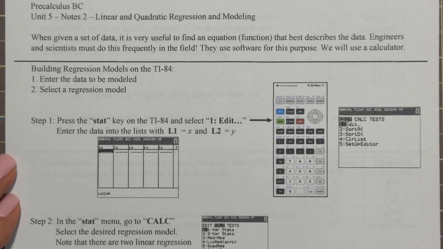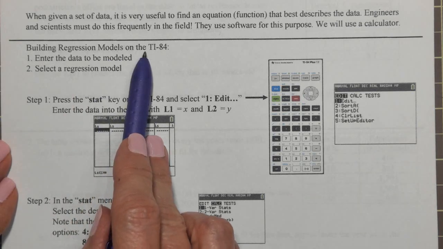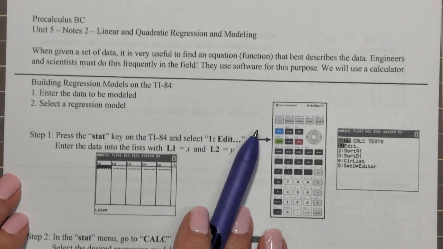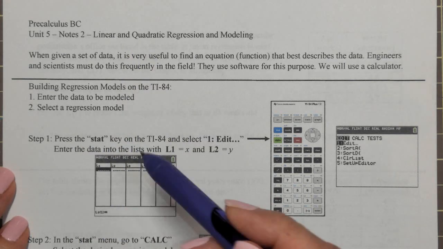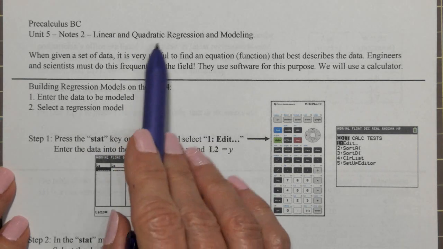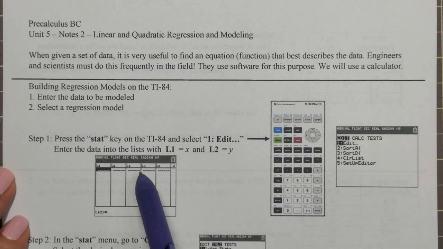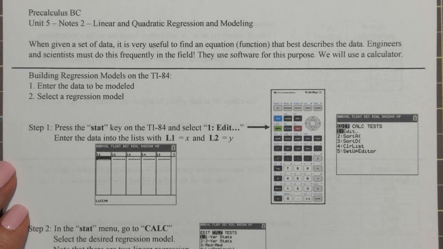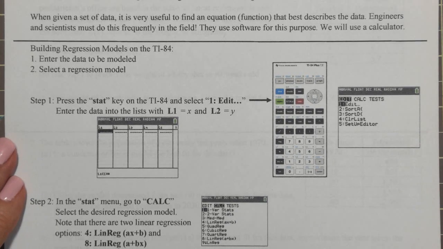So what we're going to be doing today is building regression models on the TI-84. Specifically, we're going to be doing linear and quadratic today, but everything that we're doing today can apply to any other type of regression model that our calculator can do. So this will probably be our last video for the notes because everything else will just be examples.